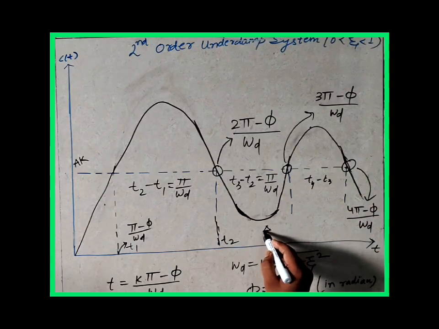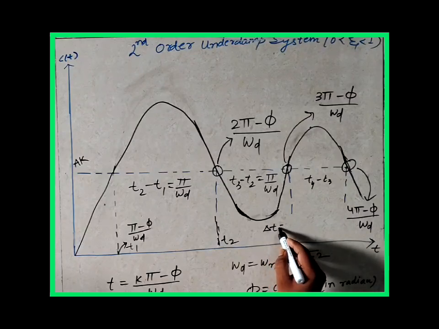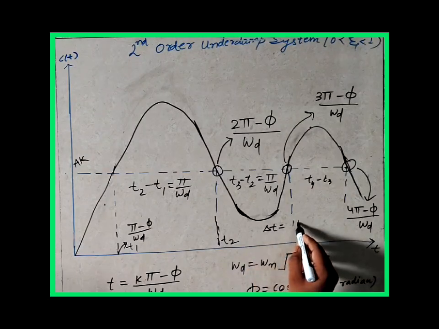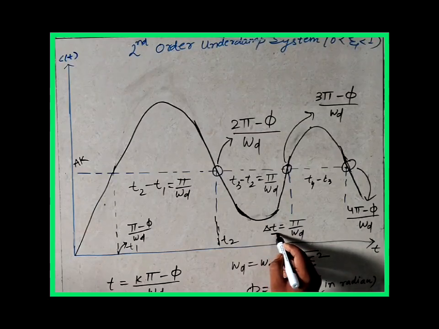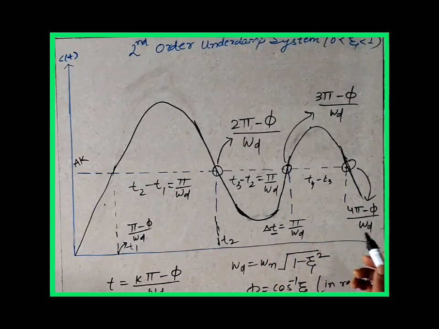So the value of delta T is equal to pi upon omega d, where T is the different, successive time instances where c(t) becomes equal to the steady state value. So I think this part will become clear from this explanation. Thank you.